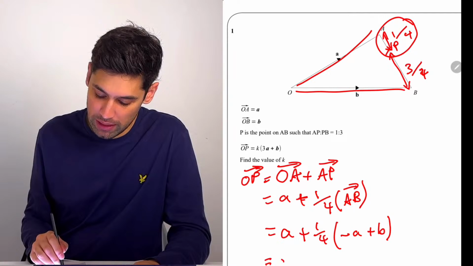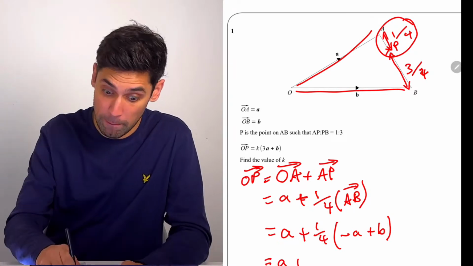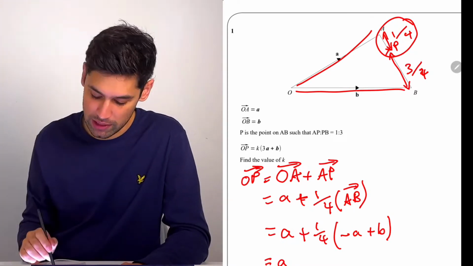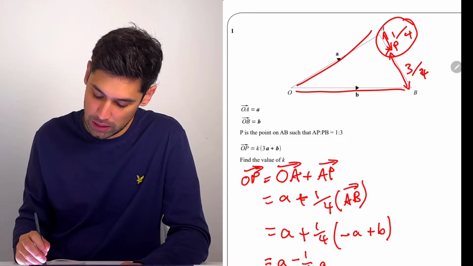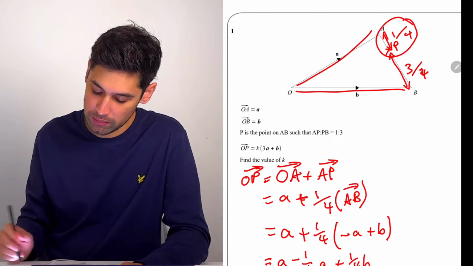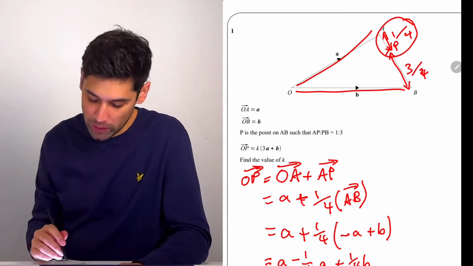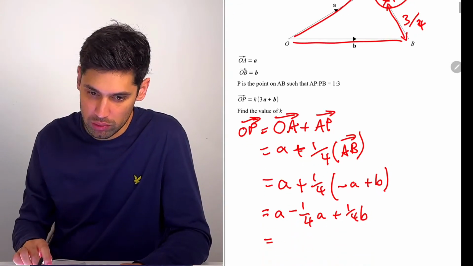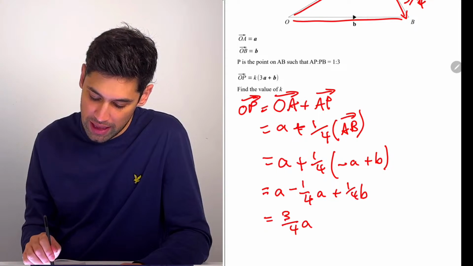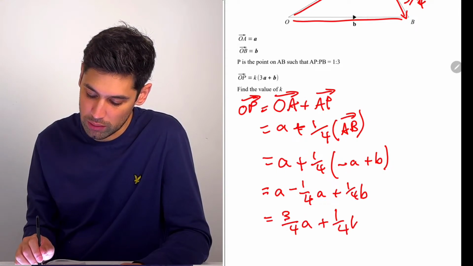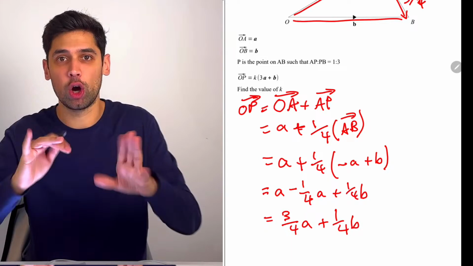So this is going to be A, actually minus, because 1/4 times minus A is going to be minus 1/4 A plus 1/4 B. And we've got A minus 1/4 A, so that's going to give us, and I will scroll down here a little bit, 3/4 A plus 1/4 B. So that is the vector OP.